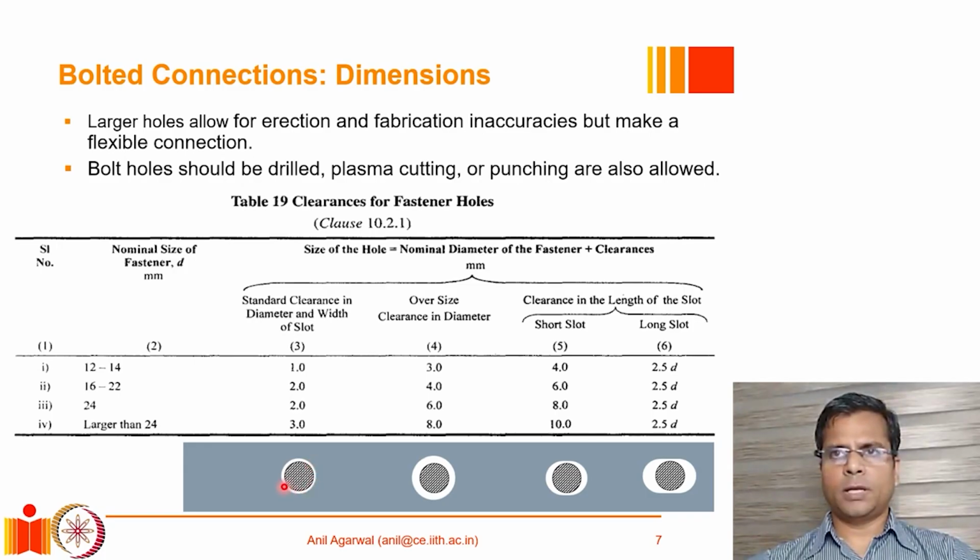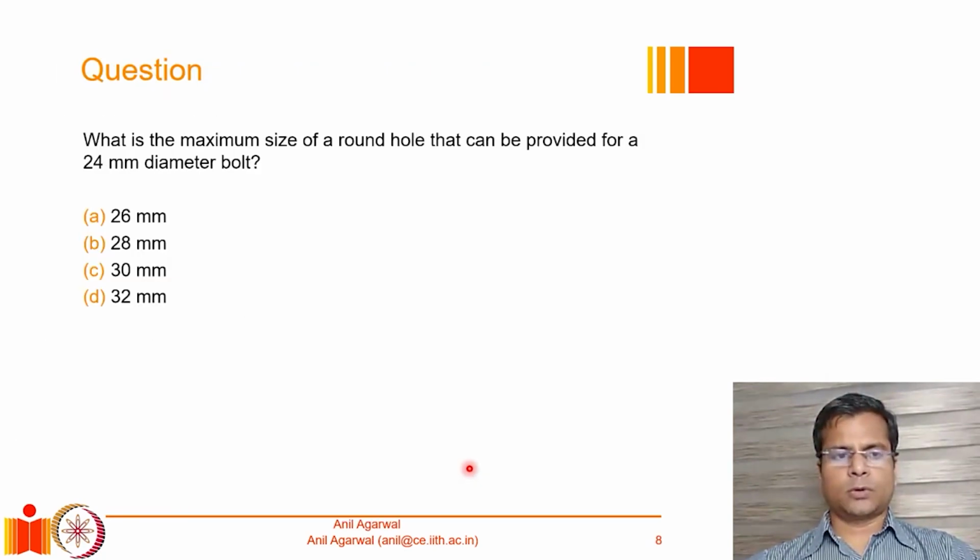Punching is allowed only in relatively lower strength steel and steel plates which are not very thick. Plasma cutting does affect the local properties somewhat because of the heating effect, but that is also permissible in certain cases. So let's take one question.